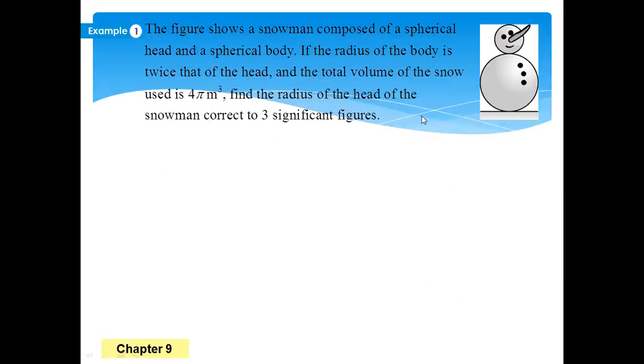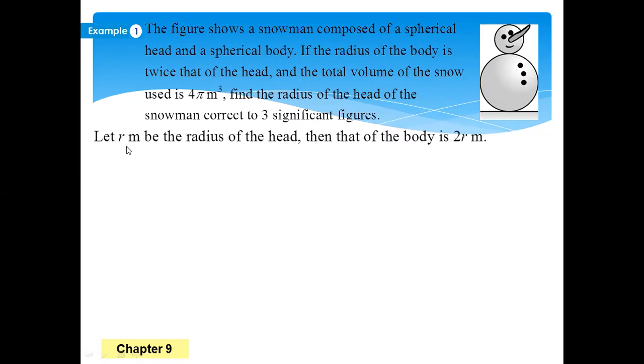Here the figure shows you a snowman composed of two spheres, the head and the body. If the radius of the body is twice that of the head, while the total volume is 4 pi meter cubed, the question asks you to find the radius of the head.